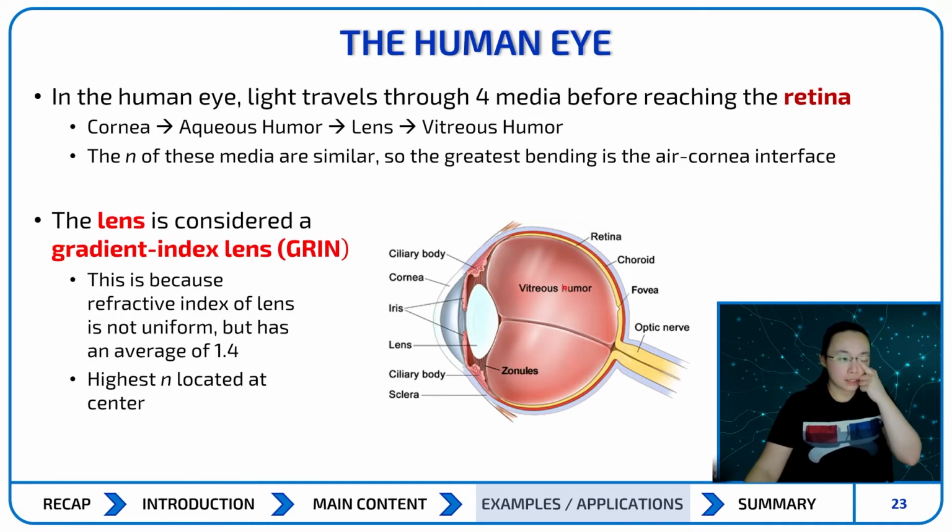One of the good things is that the refractive index of each of these media are going to be similar. So the greatest bending will take place between the air and the cornea. The lens itself that we have here is considered a gradient index lens, or GRIN. This is because the refractive index of the lens is not uniform, but has an average of 1.4. And the highest refractive index is going to be located at the center. We'll touch on this a little bit later.